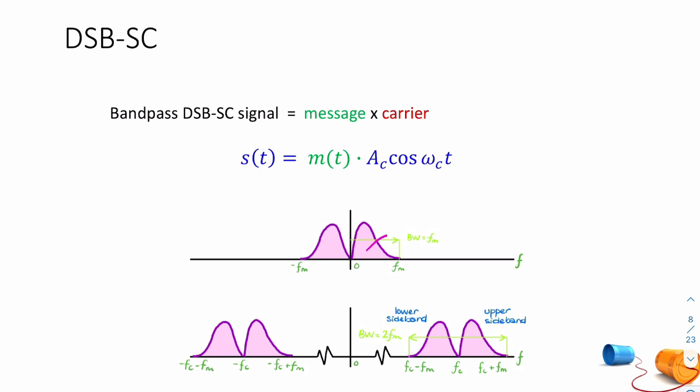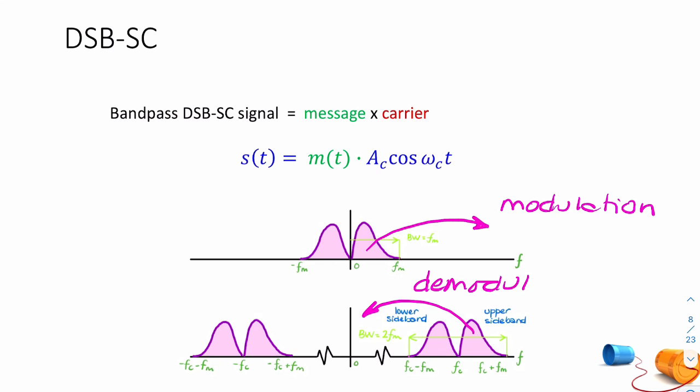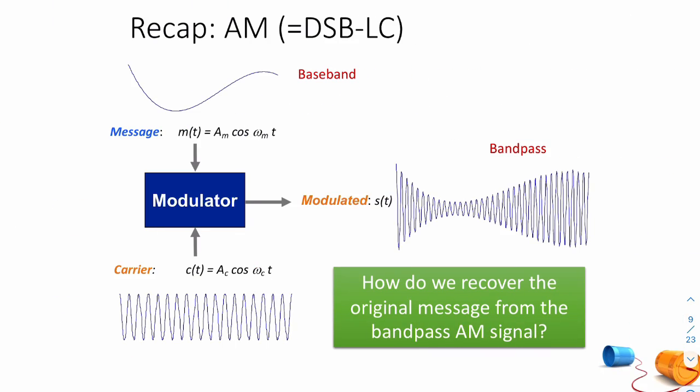What can we do to bring this back to baseband? So modulation was an increase in frequency. That's modulation. We're shifting in frequency, shifting up. Demodulation is a shifting down. So what can we do to shift this spectrum back to baseband? And the answer is actually really, really easy. We do exactly what we did when we modulated. So how did we modulate? We simply multiplied. That modulator was simply a multiplier.